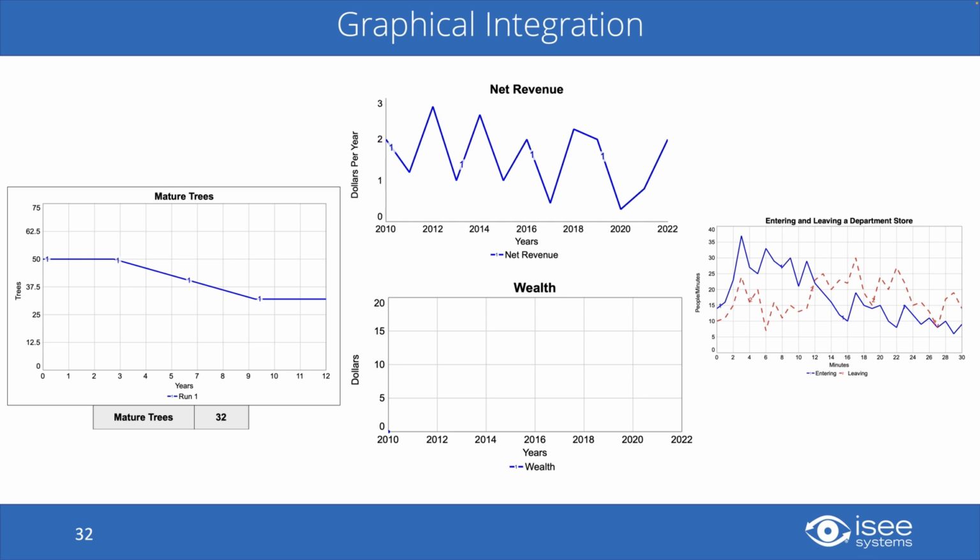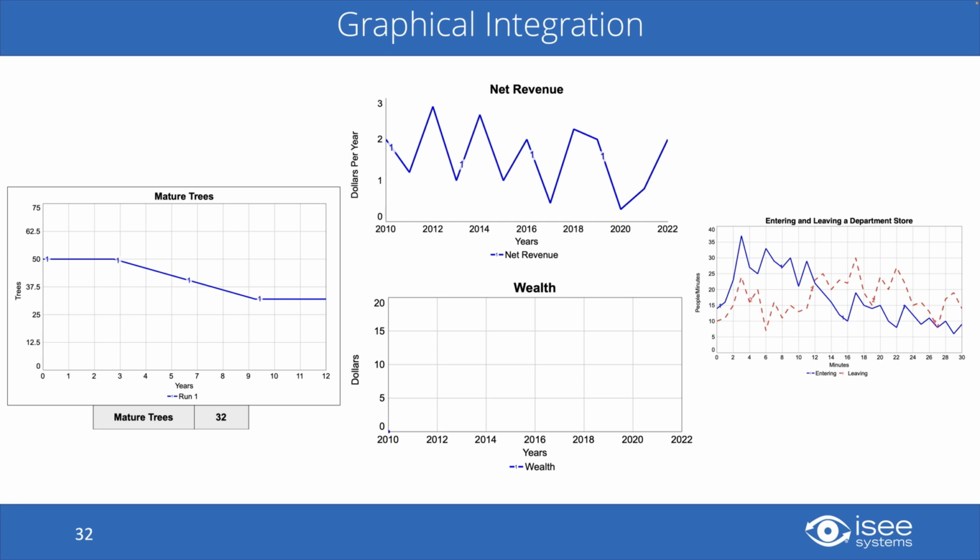So next thing I'm moving to is graphical integration. You'll notice that these probably look familiar to all of you. Over on the left is the mature trees. This is from Barry Richmond. It's a written description of a tree farm that has been harvesting for 50 years. And they have the decision rule that every time I harvest a tree, I will plant a new tree.